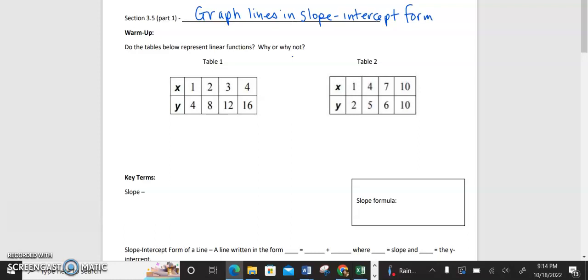So let's just back up a second before we define slope-intercept form and look at graphing. Let's go back to our table of values and the idea of what makes something linear. If we look at our first table, to understand if it's a linear function or not, we want to look at the rate of change. And again, the rate of change we're looking at is the change in y over the change in x.